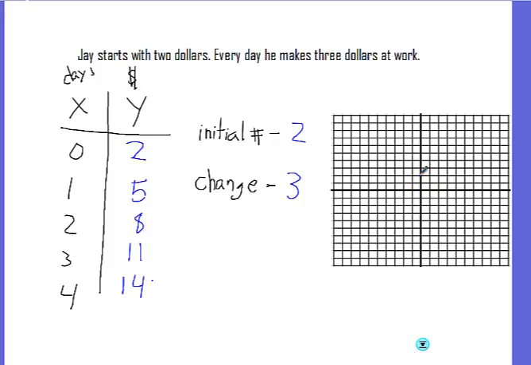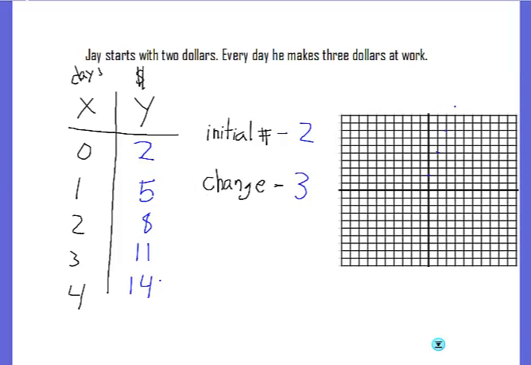Okay, because that's where he started, 0, 2, because he started with $2. Then at 1 day, he went up to having $5. At 2 days, he had $8. Okay, and at 3 days, he had $11, which you can't see because it's off the graph, but that's the amount of money he had in X number of days. Okay, and if you kept going, if we had a higher Y, we could plot 14 and so on and so forth.